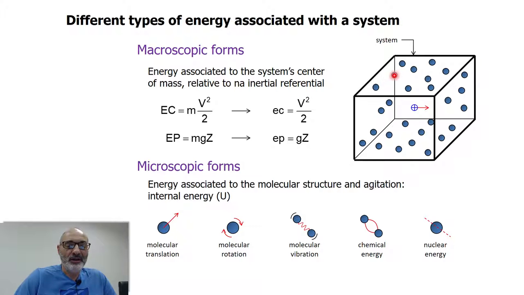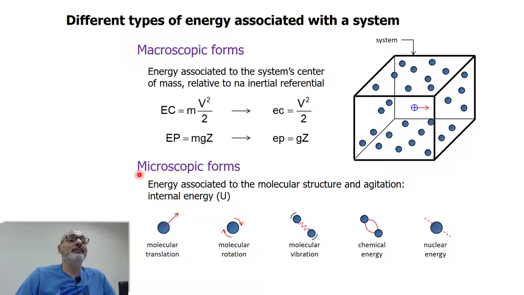So these particles have individual velocities, but the resulting center of mass also may have a velocity, or what we call macroscopic velocity. The macroscopic forms of energy are associated with the system center of mass relative to an inertial referential. So it's the well-known kinetic energy. It's half Portuguese, half English here. So we have kinetic energy and also potential energy. V stands for the velocity of the center of mass, and Z is the height of the center of mass. So these are actually organized forms of energy.